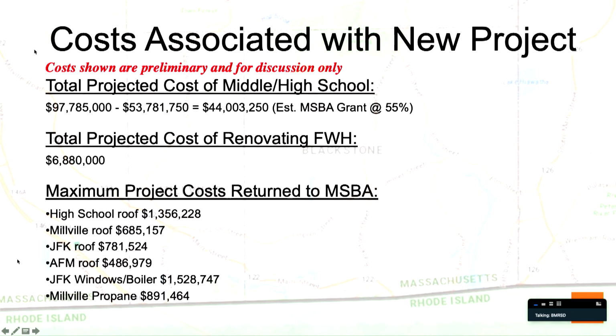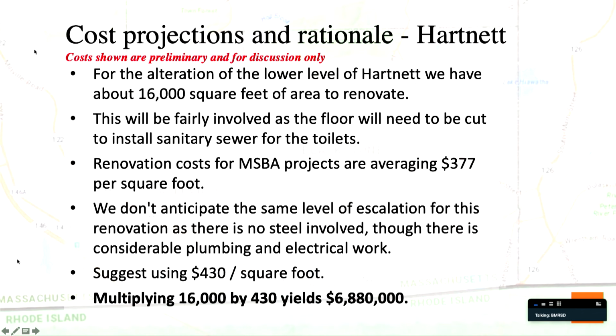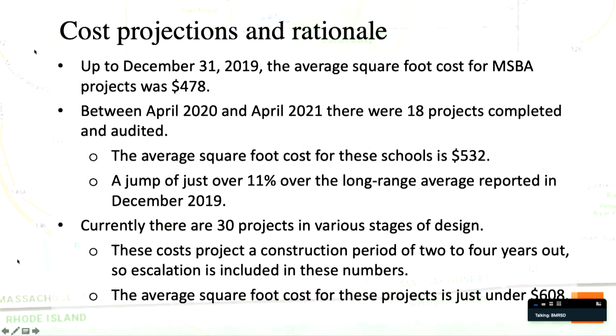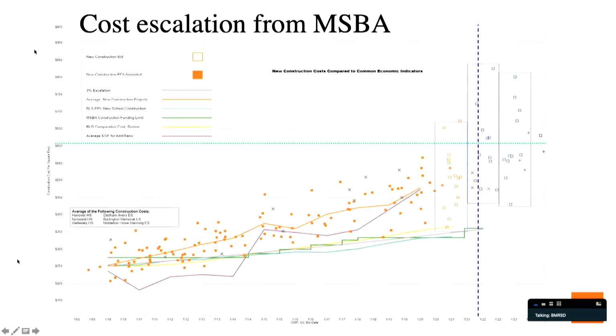What's the number? 600 or 400 square foot? No, it's two different projects. Two different projects. Okay. See, if I go back to, let's see, back up a little bit. See the purple line on the bottom? Mhm. That's renovation projects. And the gold line above it is new construction.